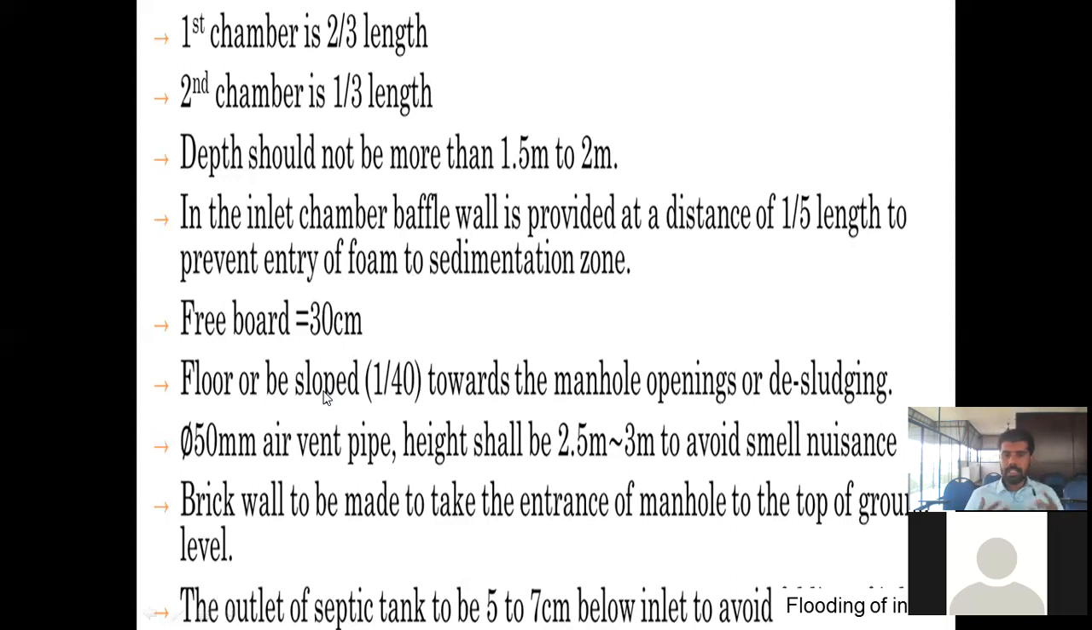Because these fumes and gases will settle there, you have to have a freeboard. From that freeboard area, a vent pipe should also be provided. The next point is that the floor should be sloped 1:40 towards the manhole opening for desludging. At the bottom of the tank, it is not straight, it should be sloped 1:40 towards the manhole.